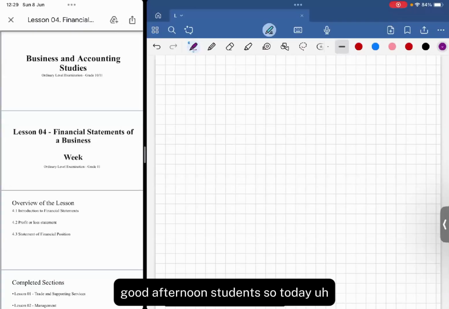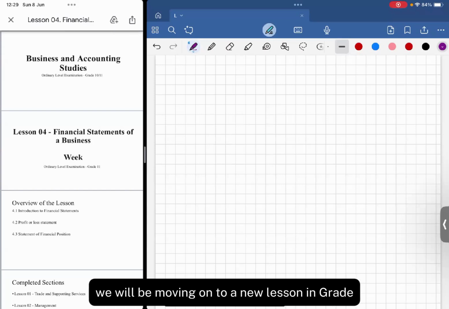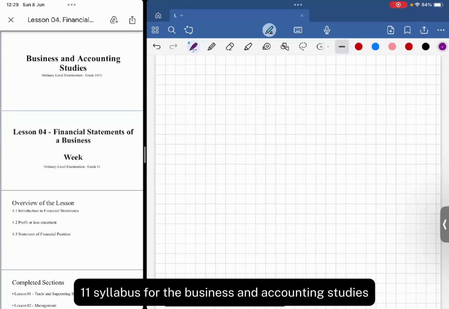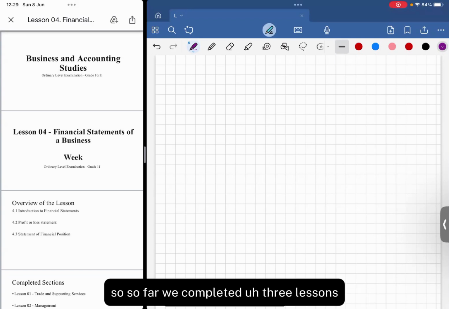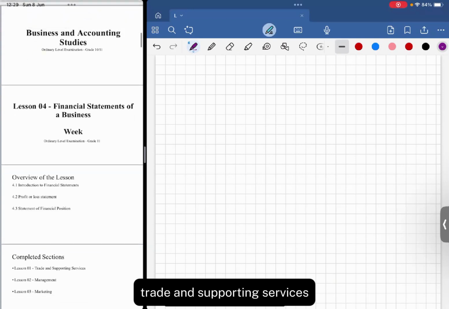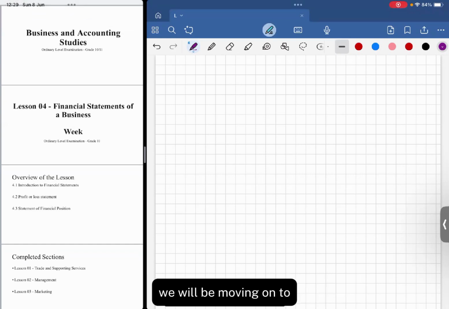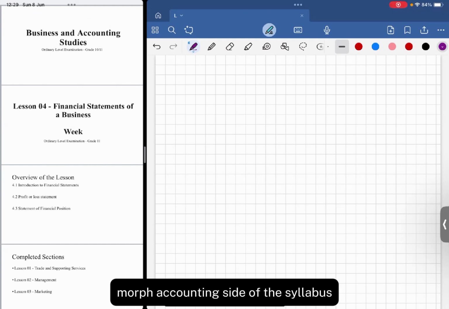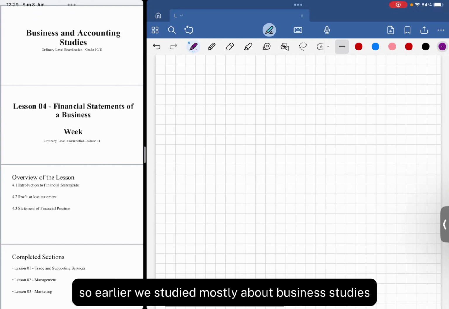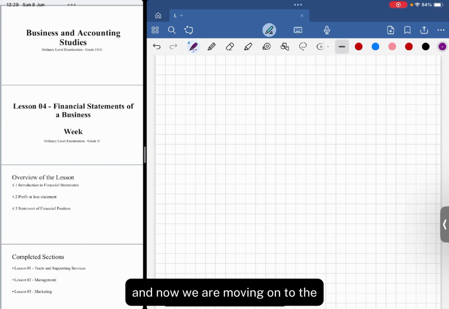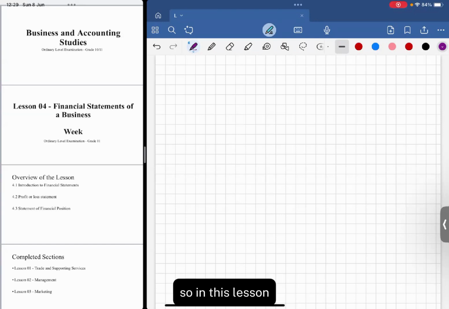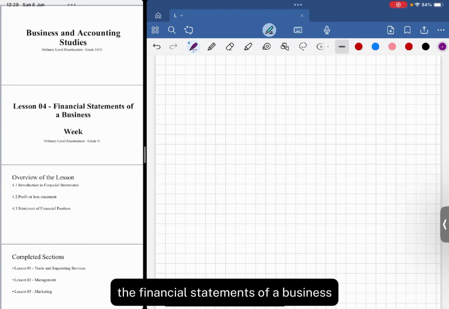Good afternoon, students. So today we will be moving on to a new lesson in the grade 11 syllabus for business and accounting studies. So far we completed three lessons: trade and supporting services, management, and marketing. And from now on, we will be moving on to the accounting side of the syllabus. Earlier we studied mostly business studies, and now we are moving on to the accounting side. Okay. So in this lesson, the financial statements of a business.